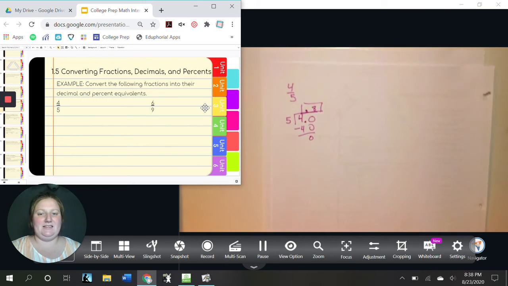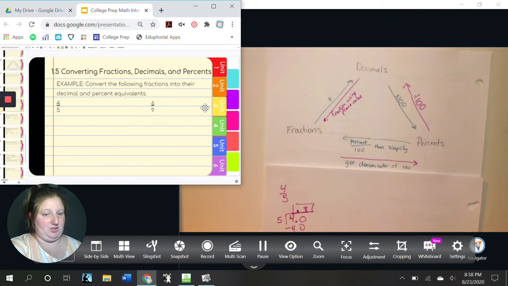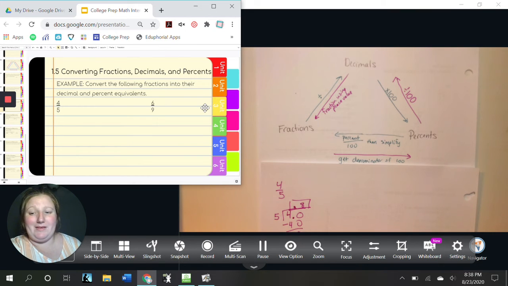And then to get from a fraction into a percent, there are 2 ways we can do it. One might be easier than the other.